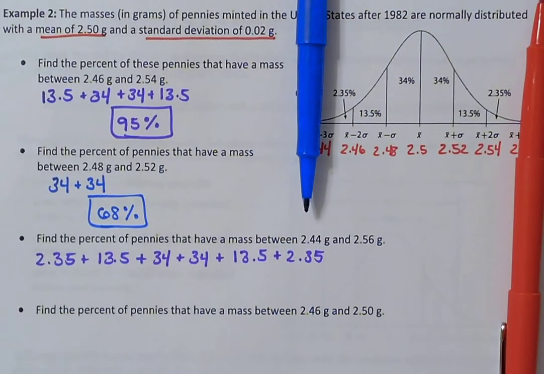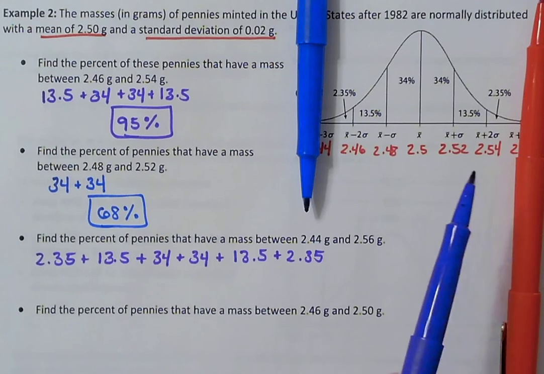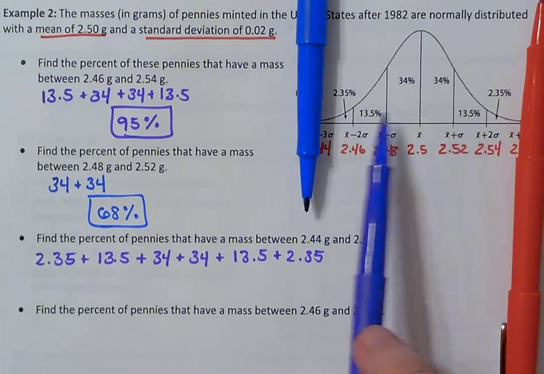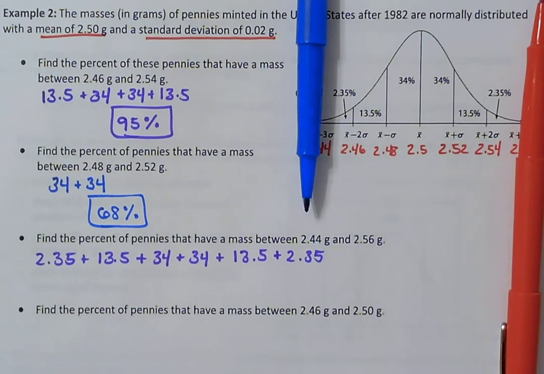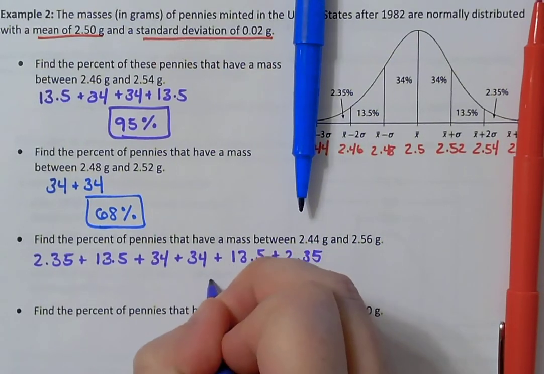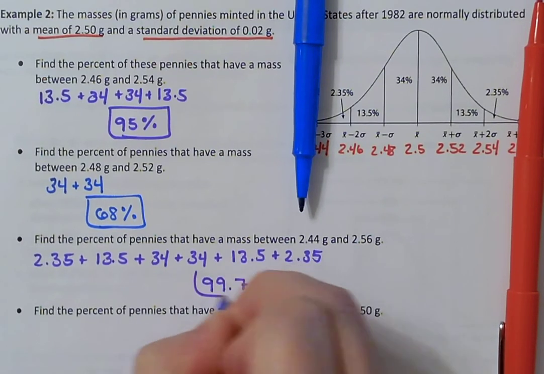So again, we go between the two pens for this one. So the 2.44 to the 2.56, and that's going to include this area right here. So if we add all of these up, we are going to end up with a percent of 99.7%.